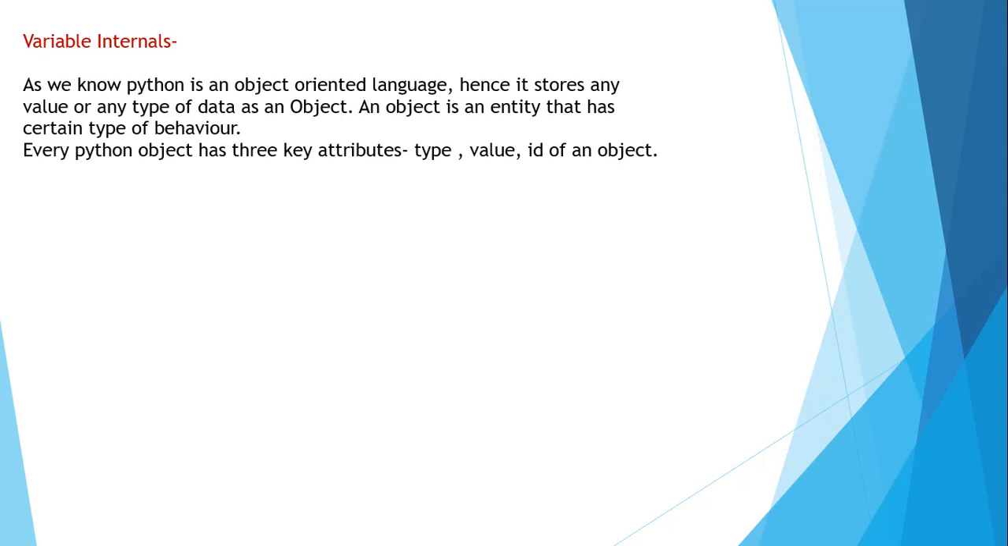As we know, Python is an object oriented language, hence it stores any value or any type of data as an object. Whenever you talk about any object oriented programming language, be it Java, Python, or .NET, it needs to store the values of any type of data as an object. So what is this particular object?